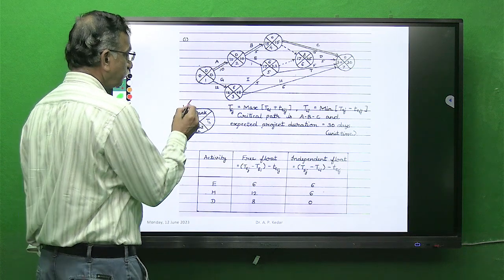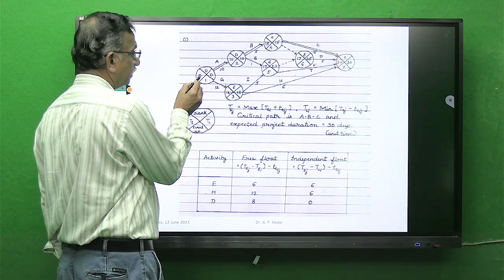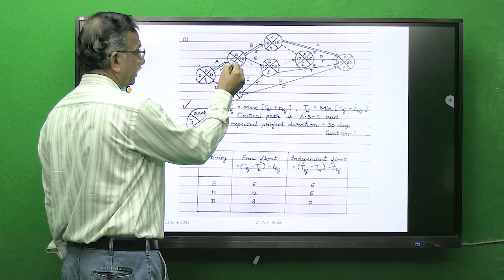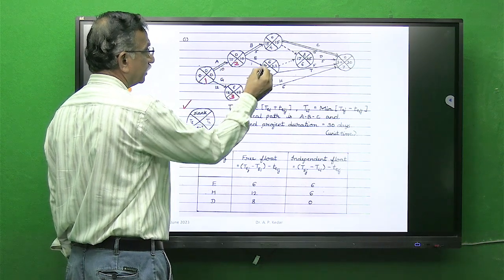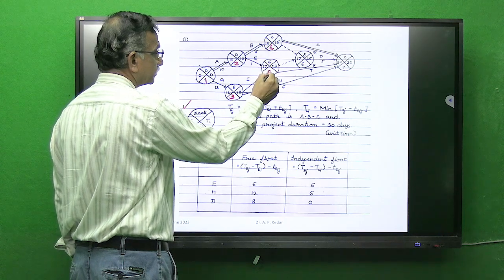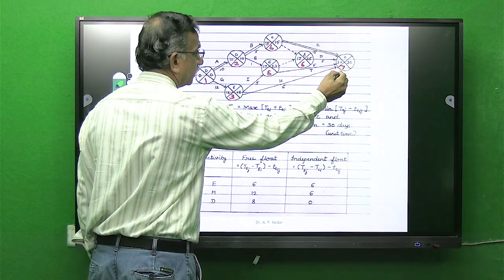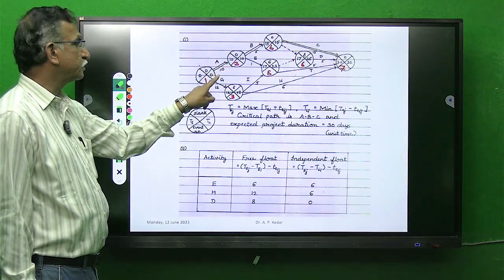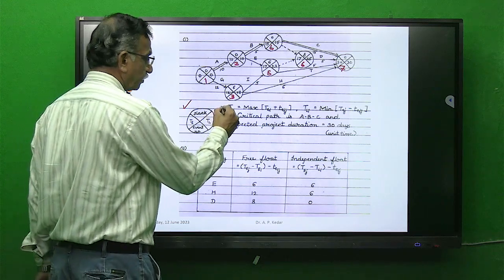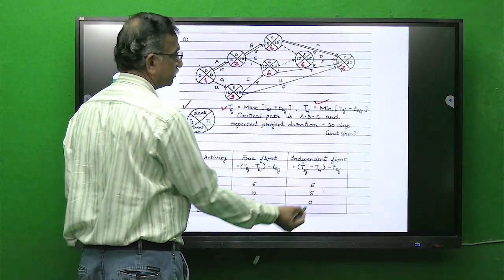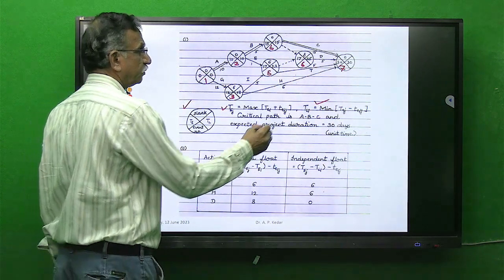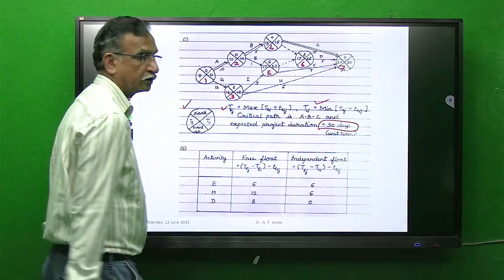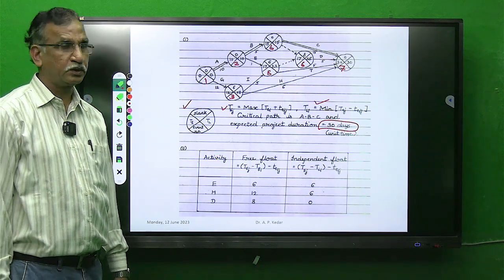Now see here, these are the numbers. In this column I am writing 1, 2, 3. These are event numbers, and activity names were given. These times were given. By using the forward pass and the backward pass, we have calculated and estimated that the last value is 30. So the project is completed in 30 days.